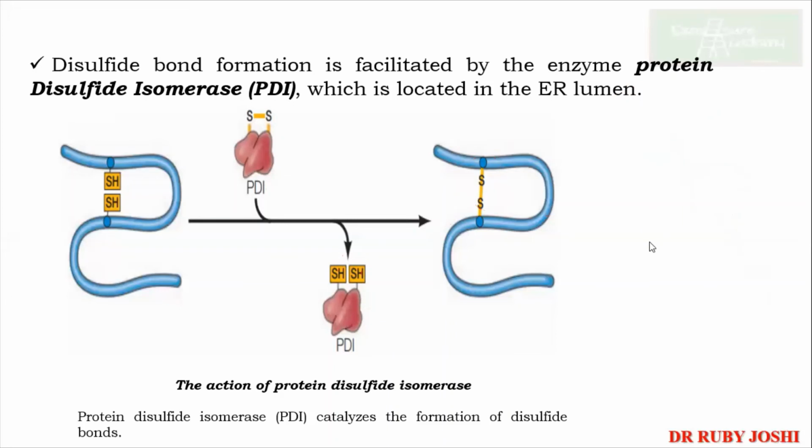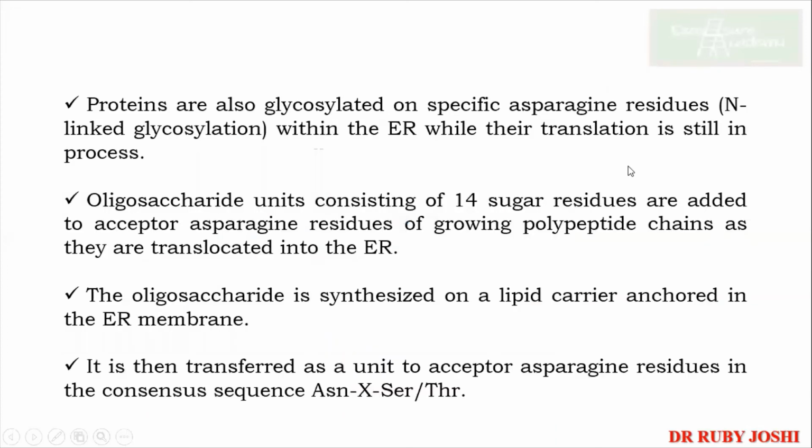So the other resident protein in the ER is your PDI. The first one is your BiP protein, the second one is your PDI. Now, proteins which are glycosylated on specific asparagine residues. As I said, at the ER you have N-linked glycosylation, and N is only possible in the case of asparagine. Now, oligosaccharides, around 14 sugar residues, are added to the asparagine residues of a growing polypeptide chain as they are translocated into the ER.